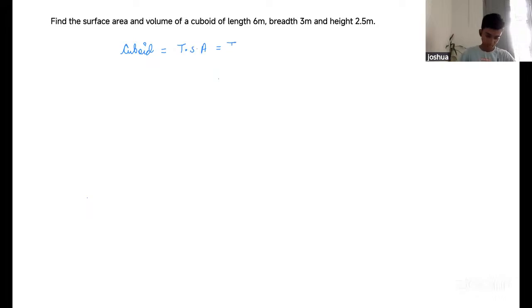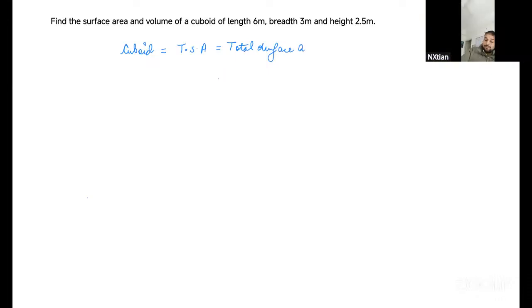Okay, so do you know the formula? I think I wrote the formula, I didn't remember it though. Okay, so you should know the cuboid formula. TSA, meaning total surface area, which is 2 into LB plus BH plus HL. This is the total surface area formula. You should remember it, okay?